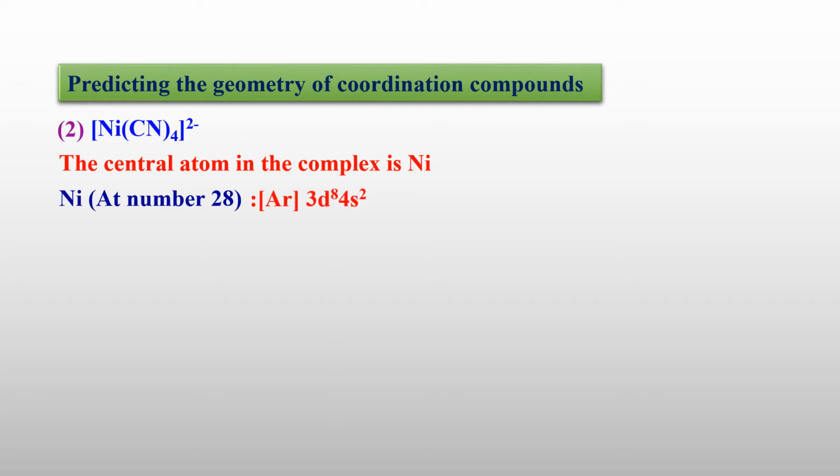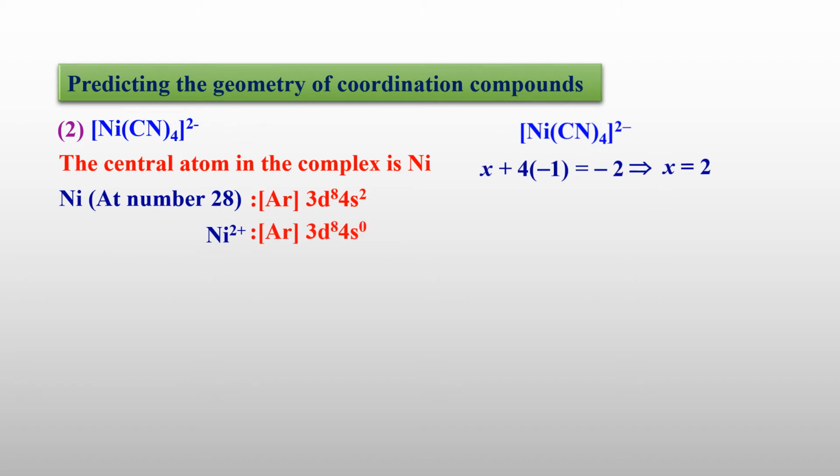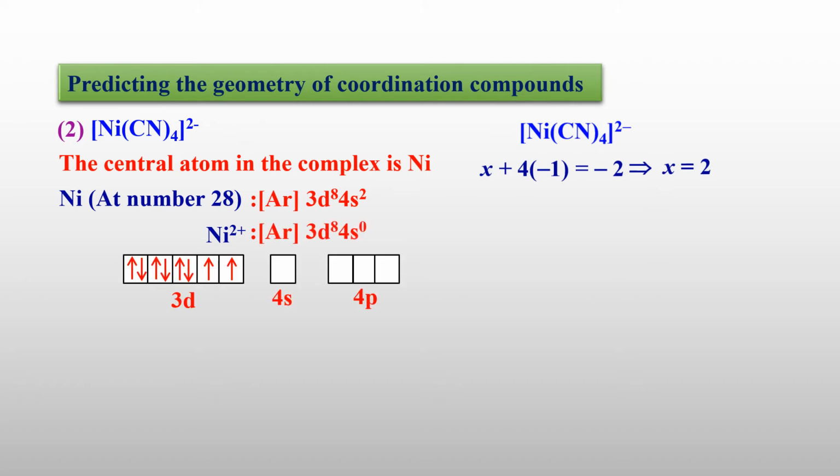Now find out the oxidation state. X plus 4 into the cyanide charge of -1 is equal to the charge on the complex, -2. So you will get X equal to 2, that is nickel plus 2. Now remove 2 electrons from 4s. Then you write the electronic configuration of nickel plus 2, that is 3d8. Now draw the orbitals: 5 d orbitals, 1 s orbital, 3 p orbitals. Now fill the electrons. A total of 8 electrons are present in 3d.